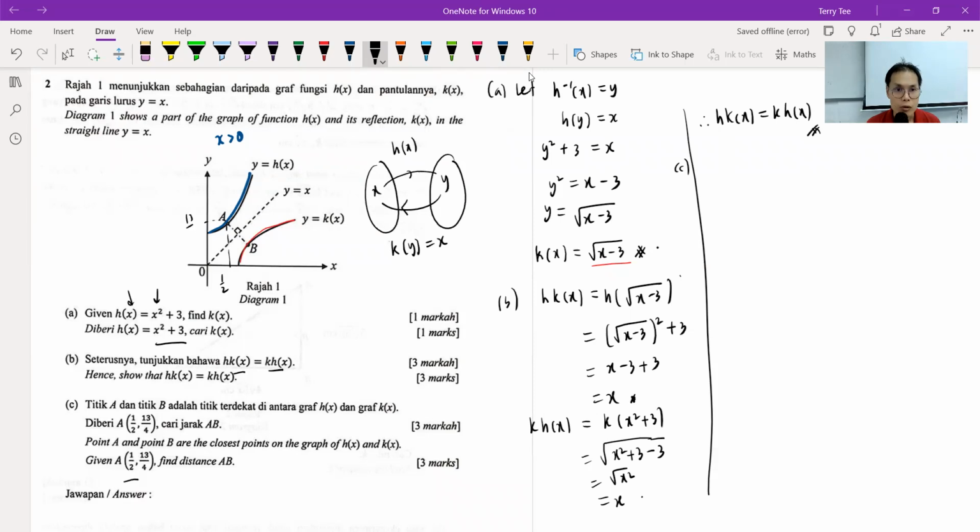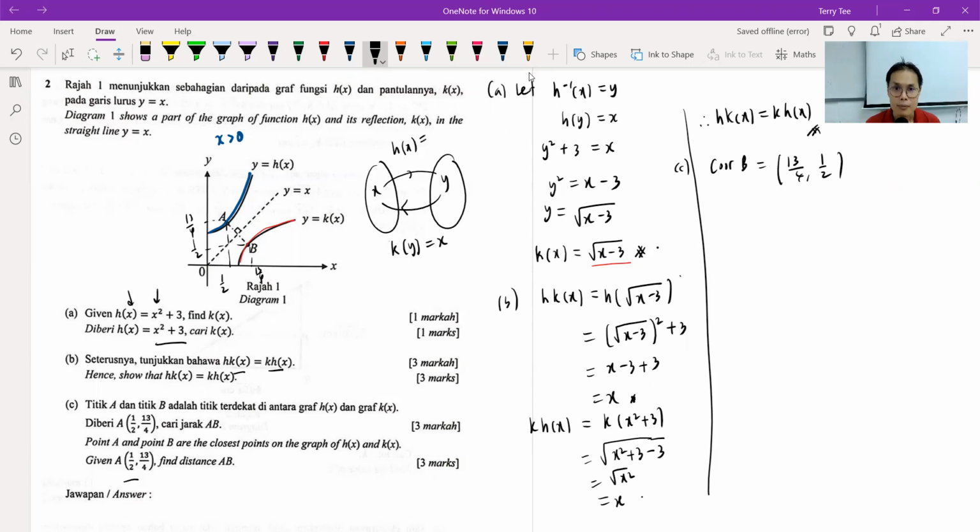This is half. This is 13 over 4. When you reflect this, this is now 13 over 4, and this is now y, this is now half, right? So your coordinate of point B is now the other way around, 13 over 4 and half, yeah? The x value of A becomes the y value of B. The y value of A becomes the x value of B. The x and y interchange.